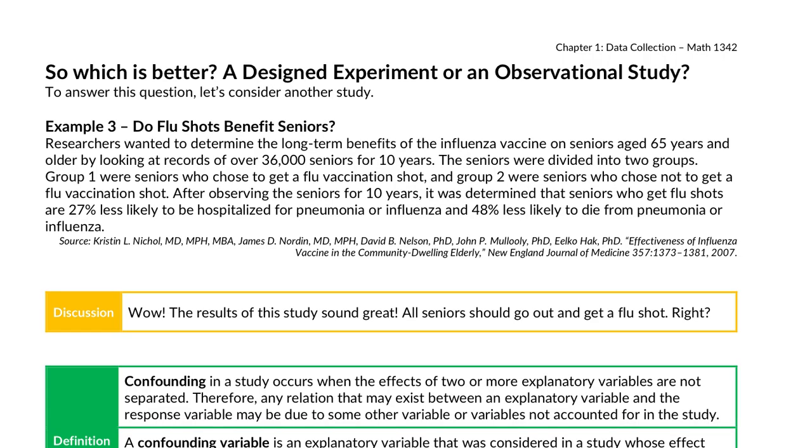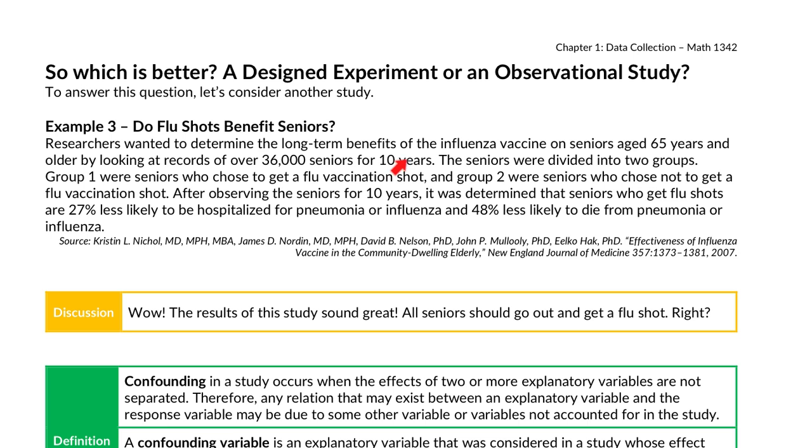So the question really becomes, and this is flipping to the next page, which one is better? A designed experiment or an observational study? To answer this question, let's consider this third study. It's called Do Flu Shots Benefit Seniors? Researchers wanted to determine the long-term benefits of the influenza vaccine on seniors aged 65 years and older by looking at records of over 3,600 seniors for 10 years.